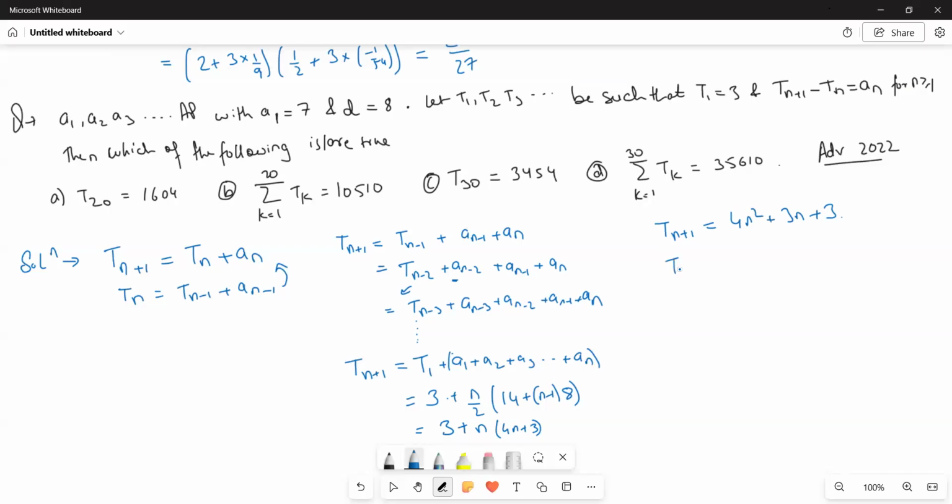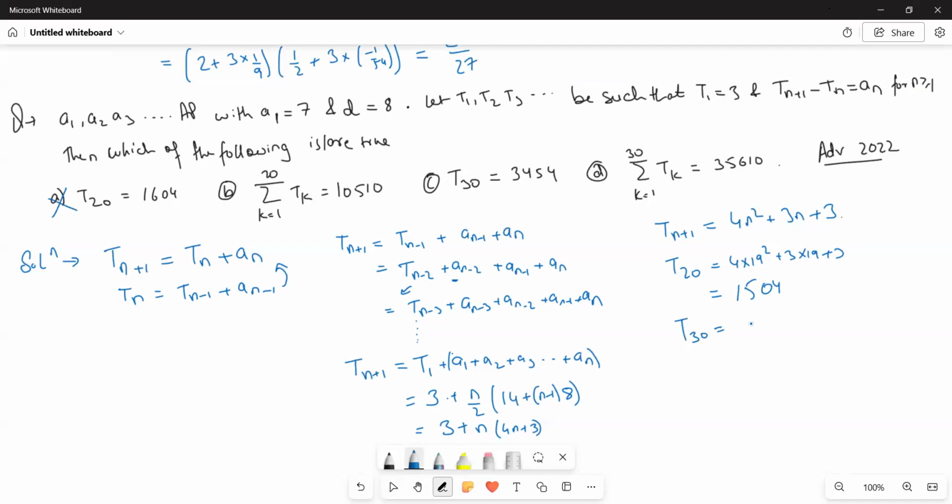So T of 20 के लिए n will be 19. So 4 into 19 square plus 3 into 19 plus 3. तो ये कितना हो गया, 3 into 19, 57, और 19 का स्क्वायर 361. तो ये 1504 आएगा. Okay, so option A is wrong.